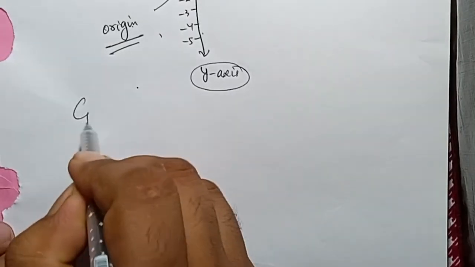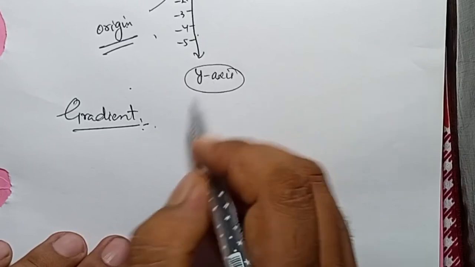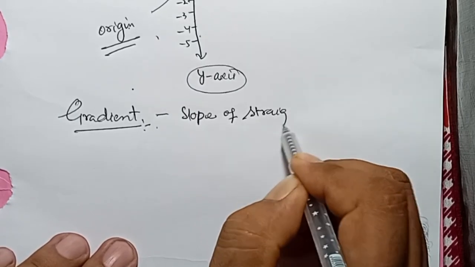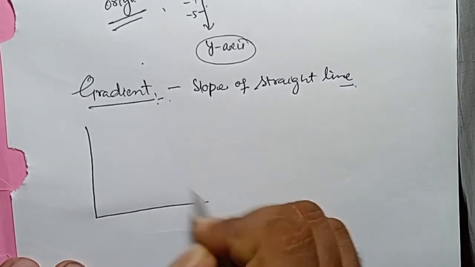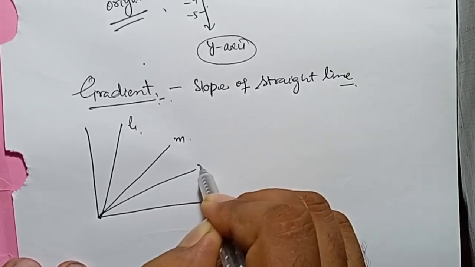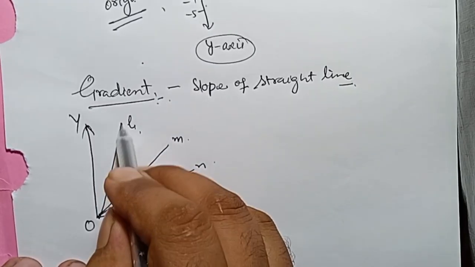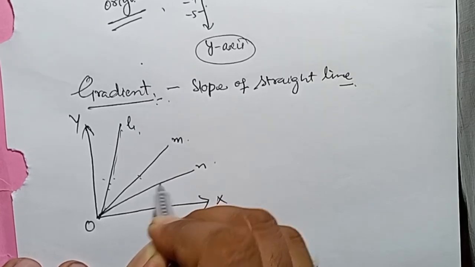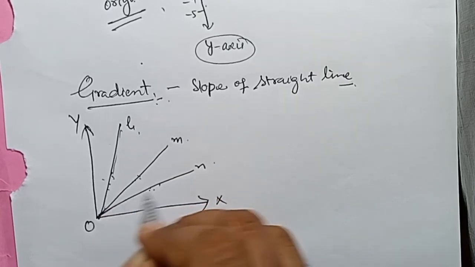Now we have the first topic, that is the gradient. In graphs we have gradient. What is actually the gradient? Actually it is the slope of a line, the slope of a straight line is the gradient. I will give you an example. For example, I have a graph, then I have line L, then I have line M, then I have line N. This is the x-axis, this is the y-axis, this is the origin. You can see the slope of L is steeper than this, the slope of M is steeper than this. This line will have the highest slope, this will have a medium slope, and this will have the lowest slope.